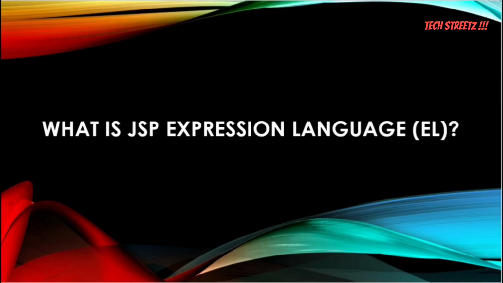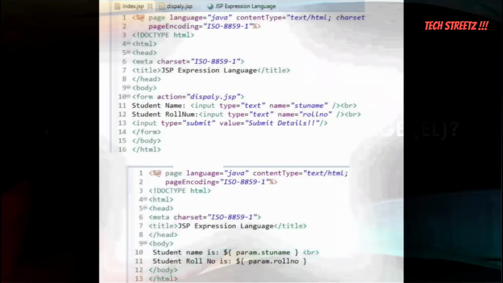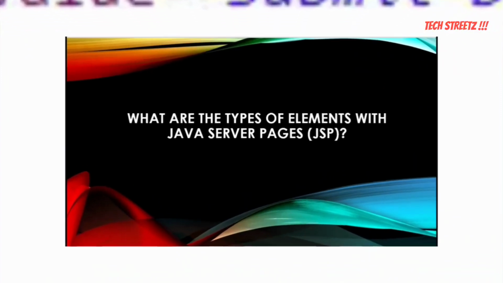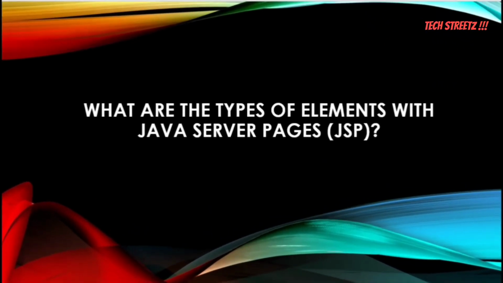What is JSP expression language? Expression language was introduced in JSP 2.0. It is a mechanism that simplifies the accessibility of the data stored in Java Bean components and other objects like request, session, and application, etc. There are many operators in JSP that are used in expression language, like arithmetic and logical operators, to perform an expression.